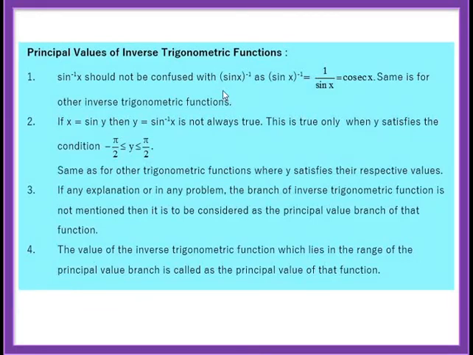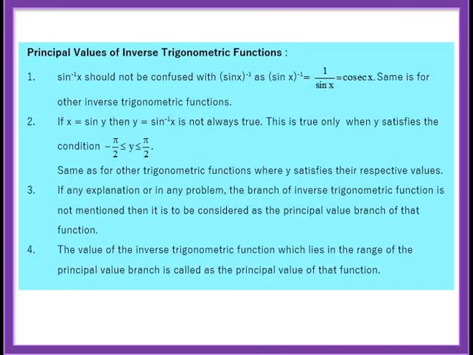1 upon x. Then, if x equal to sine y, then y equal to sine inverse x is not always true. This is true only when y satisfies the condition that it lies between minus pi by 2 and pi by 2, both values inclusive. This I have already explained.